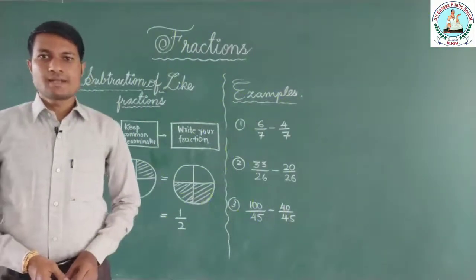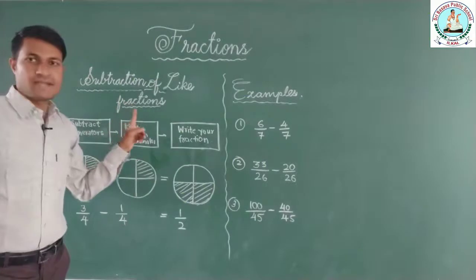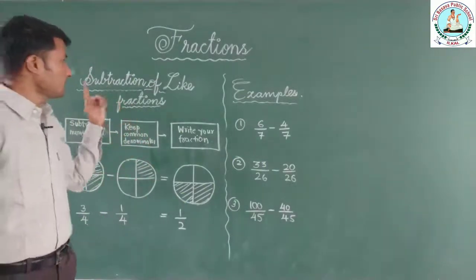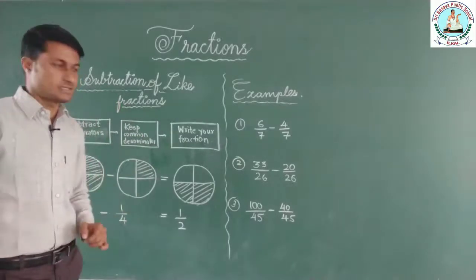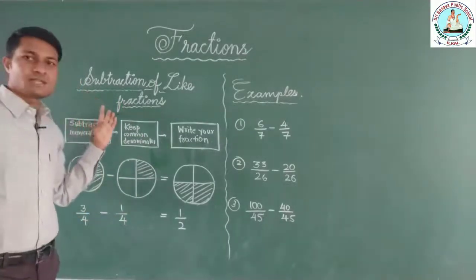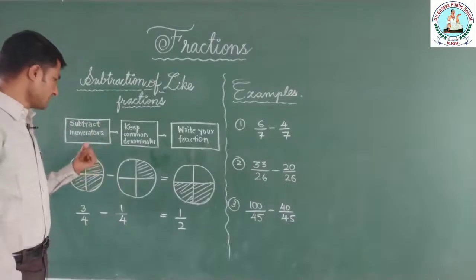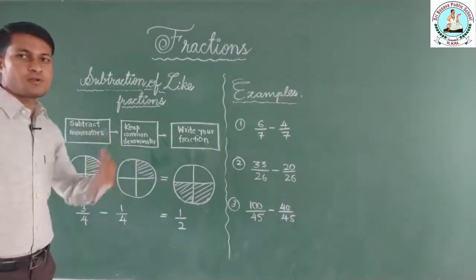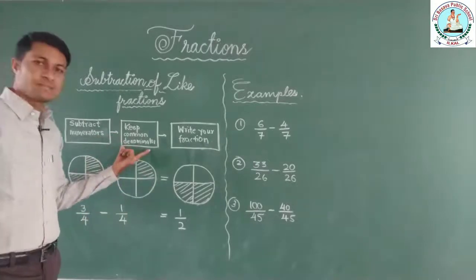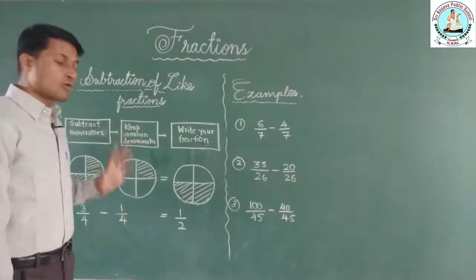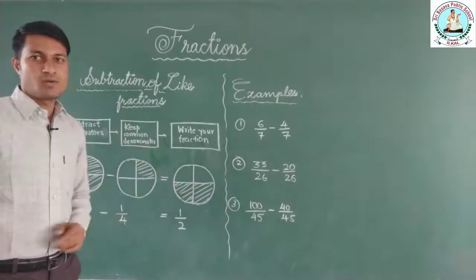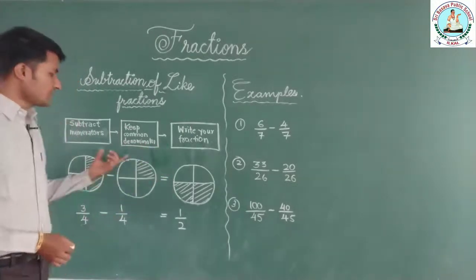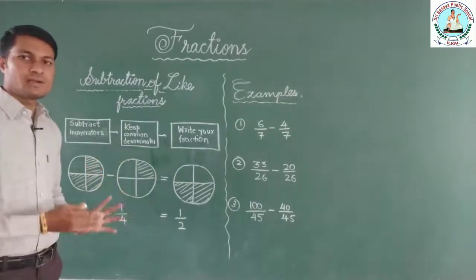Well students, now let us see the subtraction of like fractions. So till now we have seen the addition of like fractions. Now we are going to learn subtraction of like fractions. Subtraction of like fractions can also be done in 3 steps. The first step is to subtract the numerators, means subtract one numerator from the other numerator. The second step is to keep, or retain, the common denominator, and the third step is to write your fraction. So it is very similar to addition but a little bit different here.